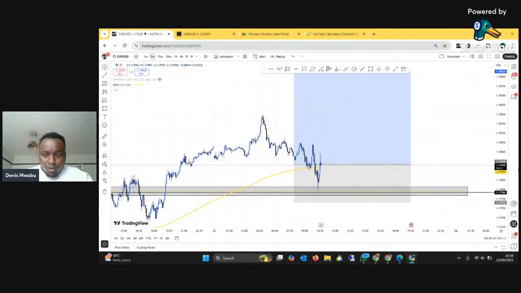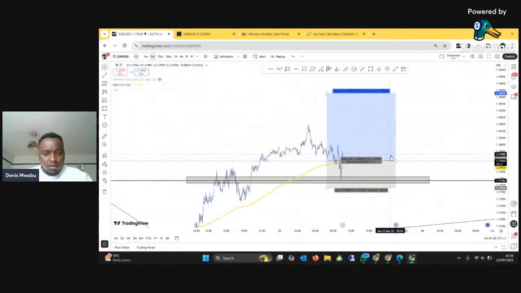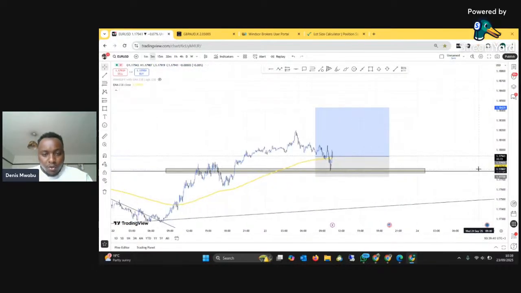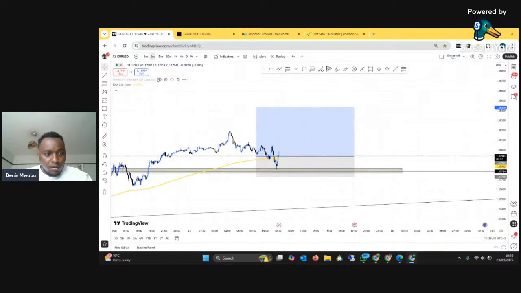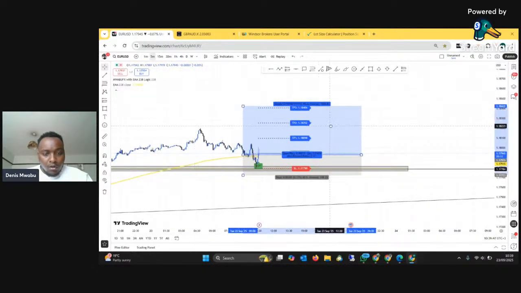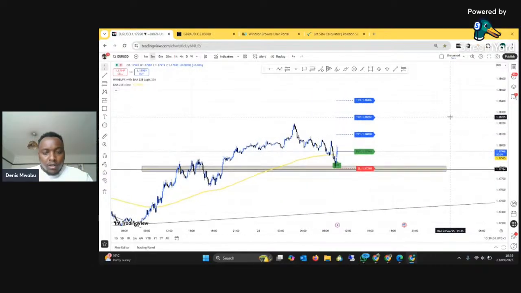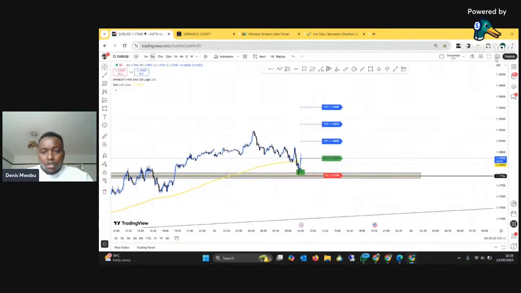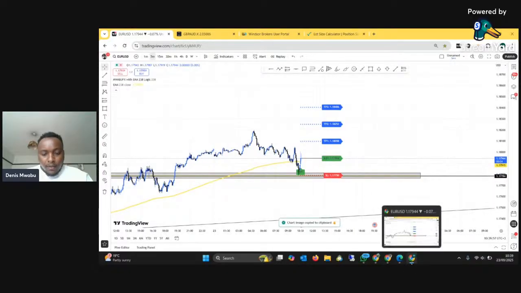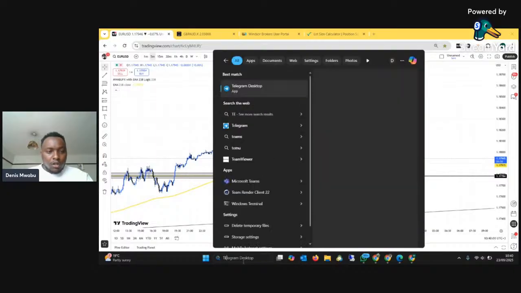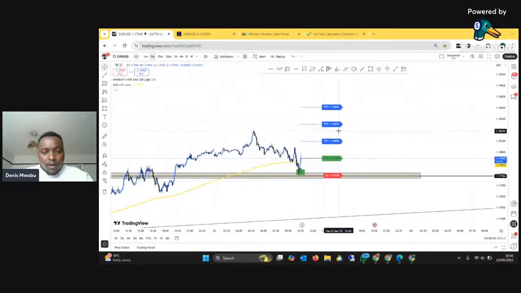That's a 20 pips stop loss, guys. So my BMM is in, and trust your trades, man. Trust your analysis. I'm going to share this on the Telegram group as our London session trade idea.